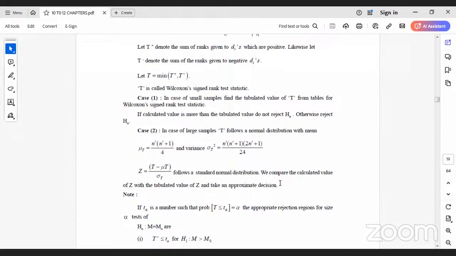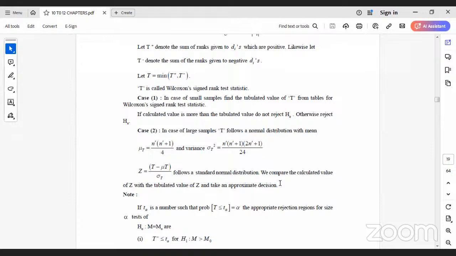In case of a large sample, T follows a normal distribution with mean mu T equal to n dash times n dash plus 1 by 4 and variance sigma T squared equal to n dash times n dash plus 1 times 2n dash plus 1 by 24. Then T minus mu T by sigma T follows the standard normal distribution. We compare the calculated value of Z with the tabulated value of Z and take an appropriate decision.